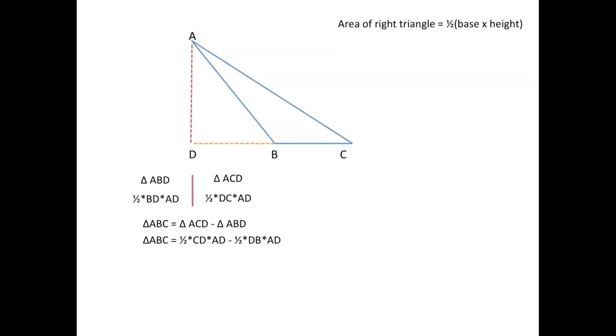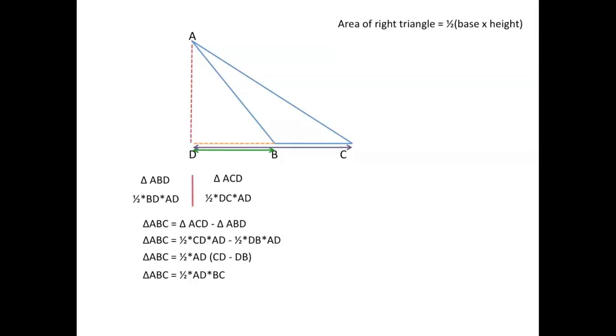And if we factor out the half and the AD, then we end up with the area of triangle ABC to be half times AD times CD minus BD. Now if you notice, line BD is this one, and line CD is this one. So when you subtract them, you're only left with half times AD times BC. And even in this situation, AD represents the height of our triangle ABC, and BC represents the base.